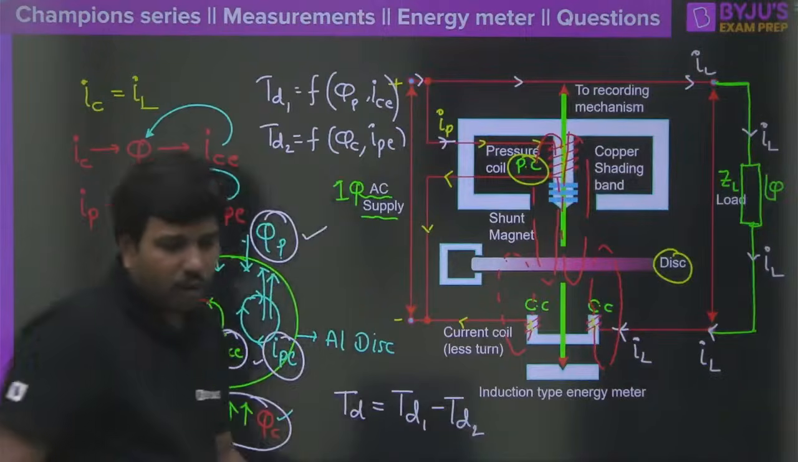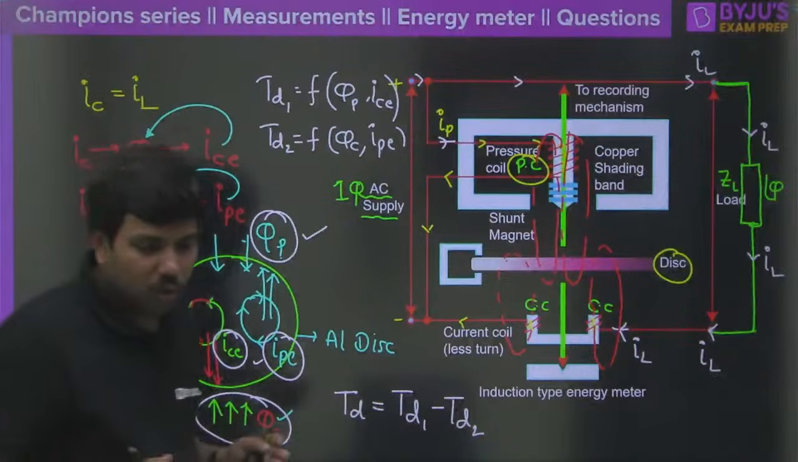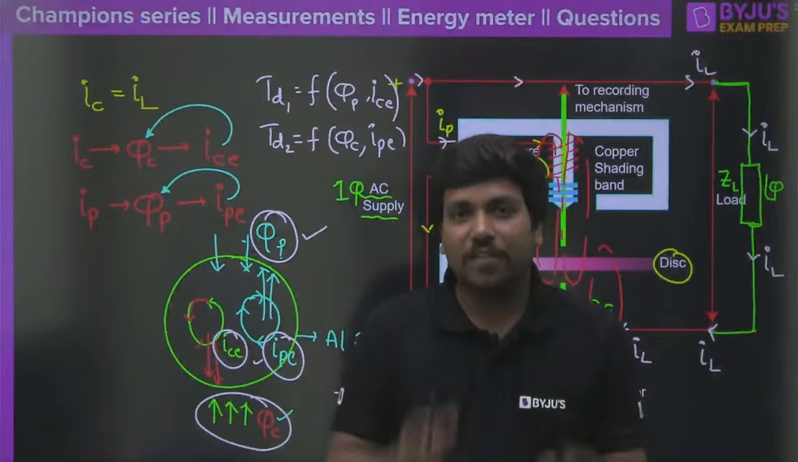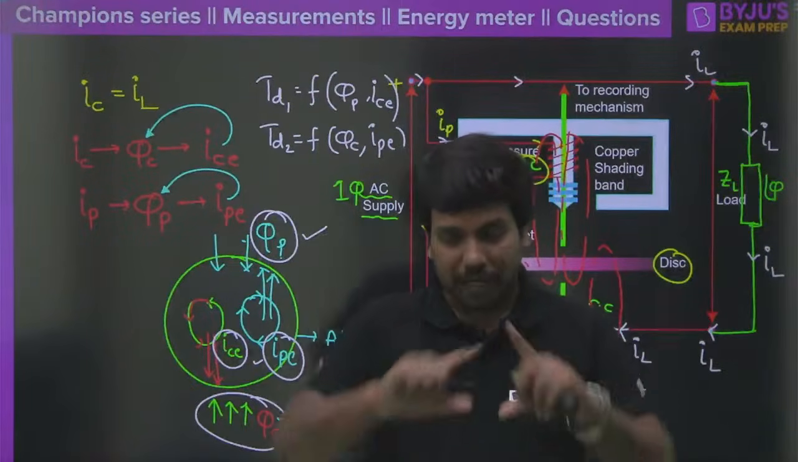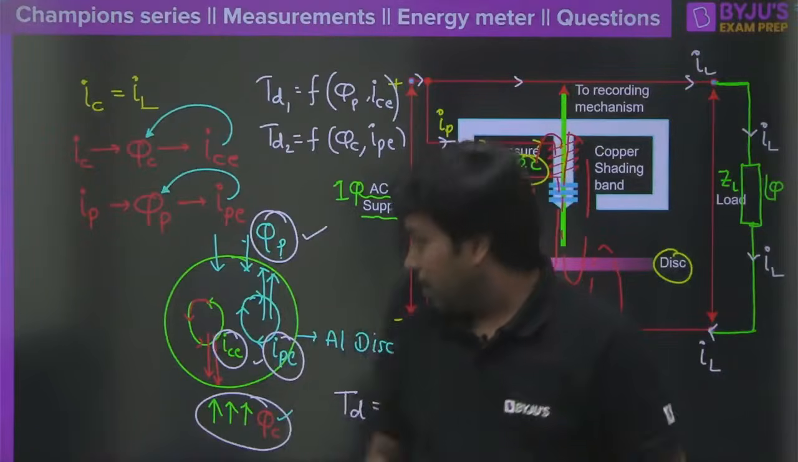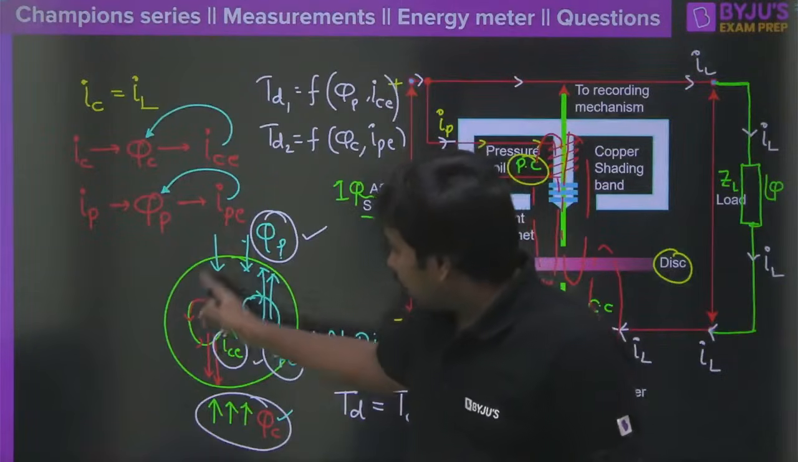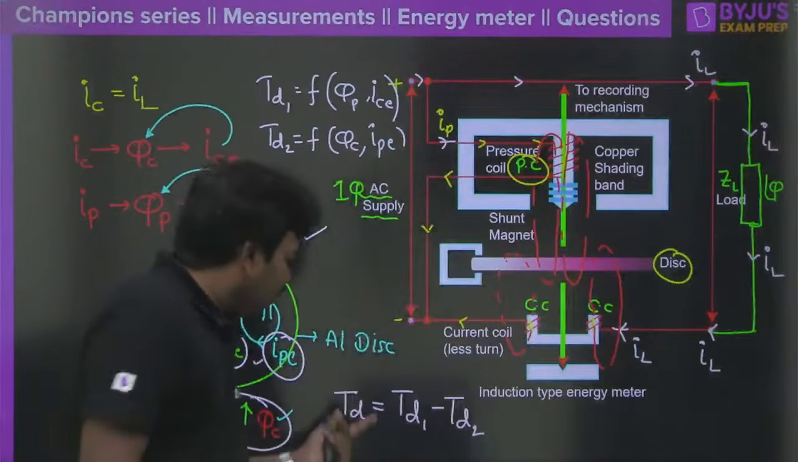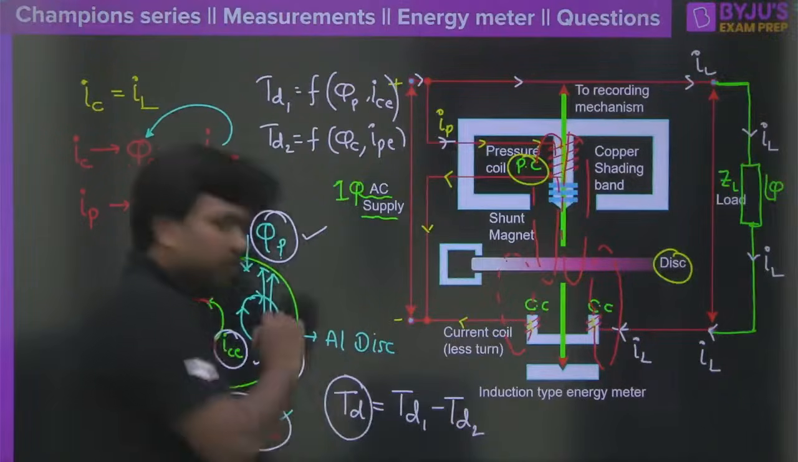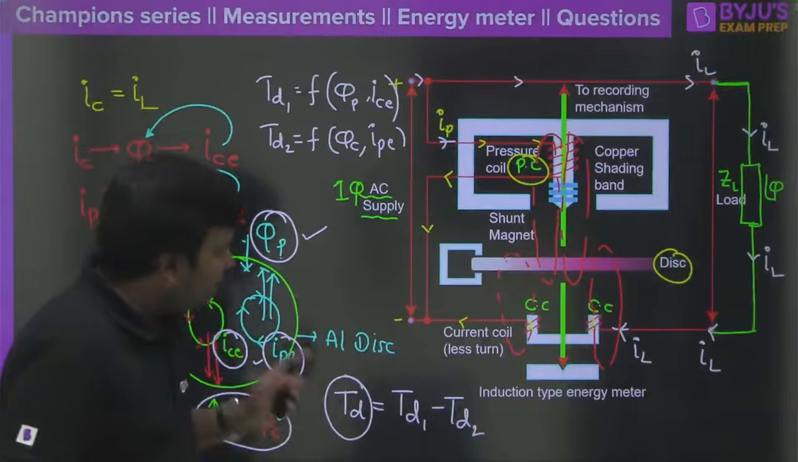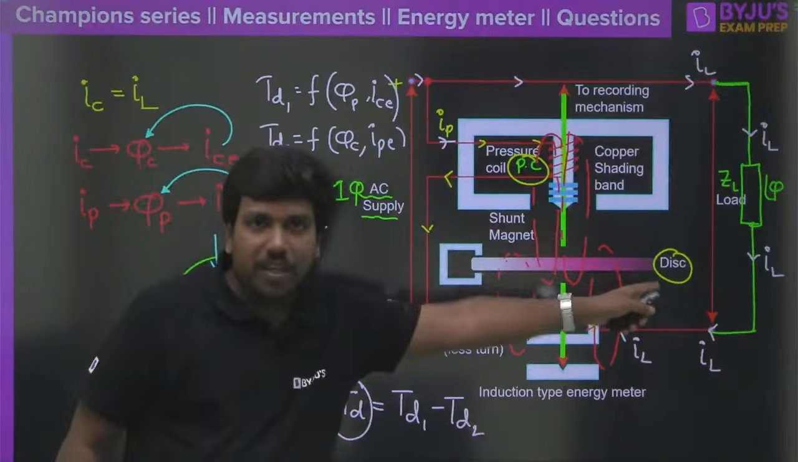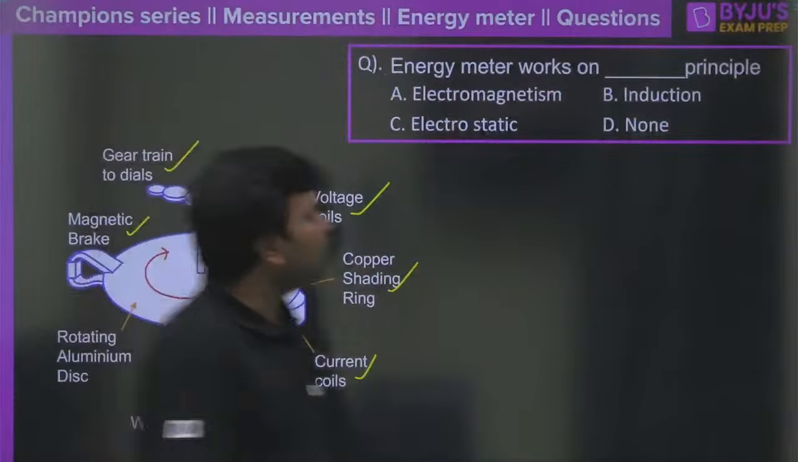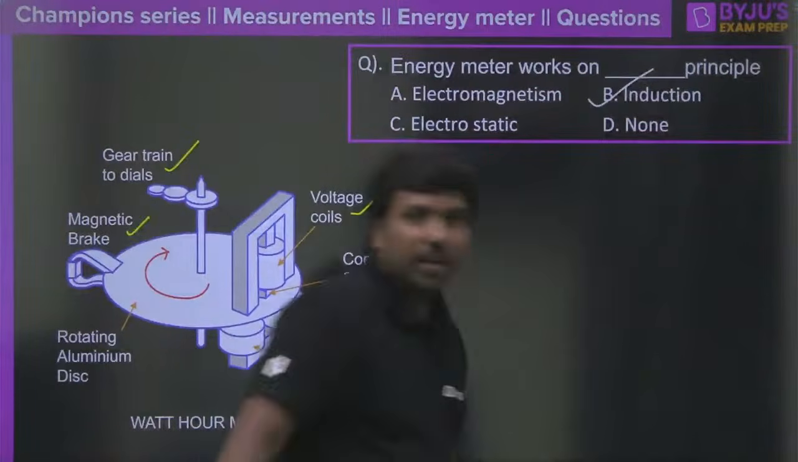Clear? What is the formula exactly behind this? If you want to know, I sincerely advise you, please go through my regular lectures in Byjus Exam Prep, then you will understand the exact derivation behind this. But as of now, you must understand how the electromagnetic induction is taking place, and finally we are getting a deflecting torque here. Clear? Deflecting torque. Therefore, the deflection of the disc here is possible with the help of electromagnetic induction. Option B is the correct answer here.